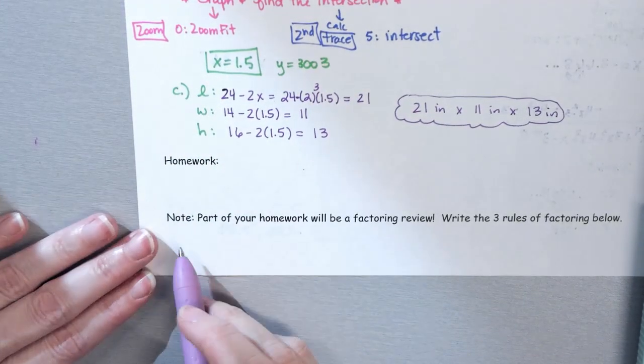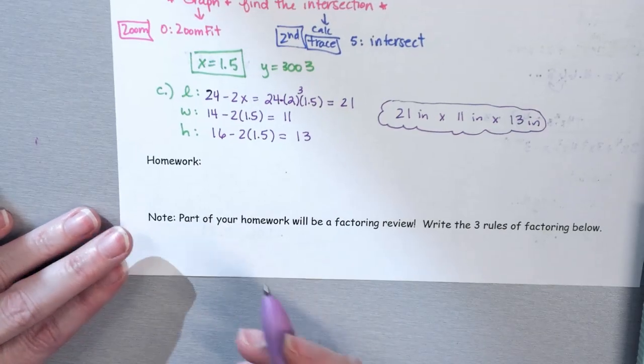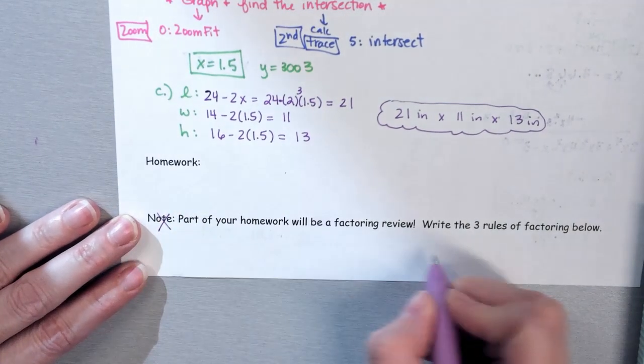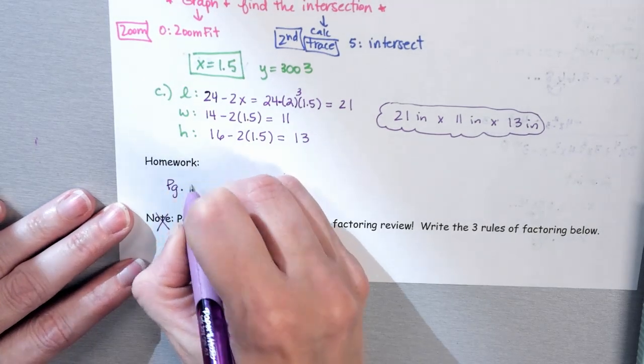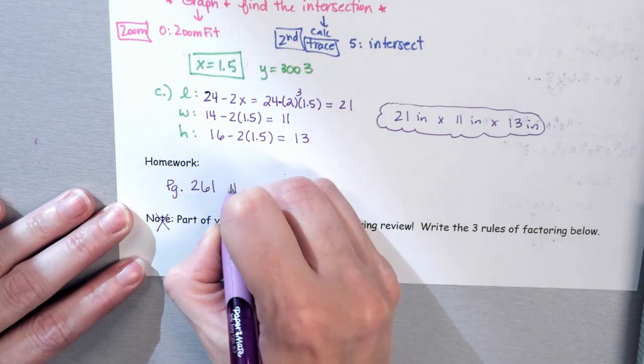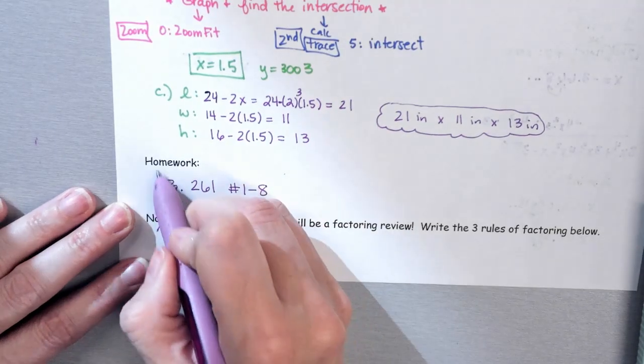Okay, and then I put this note on here before I had to change things, so you're not going to have a factoring review. Okay, you only are doing 1 through 8.